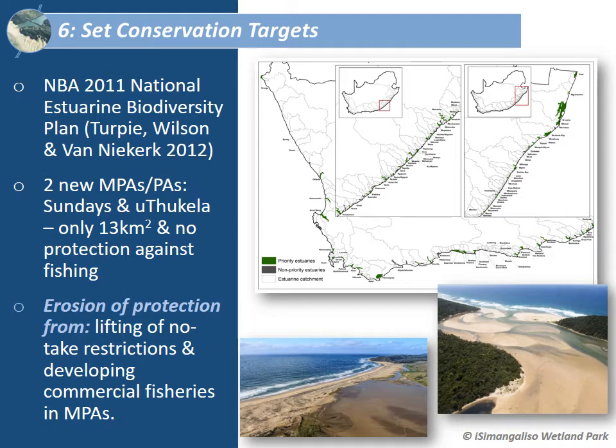Then that is matched against our conservation targets. In 2011, we developed a National Biodiversity Plan for South Africa, and since then, only 2 MPAs or PAs have been added to our estuarine protected estate, the Sundays and the Tugela, but that only added about 13 square kilometers, and there were no no-take zones in those 2 systems. In fact, we've had an erosion of protection with the lifting of no-take restrictions and the development of commercial fisheries in marine protected areas.